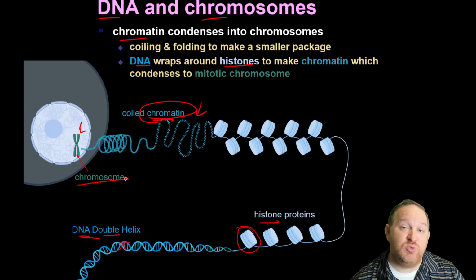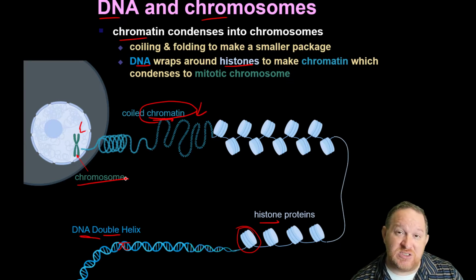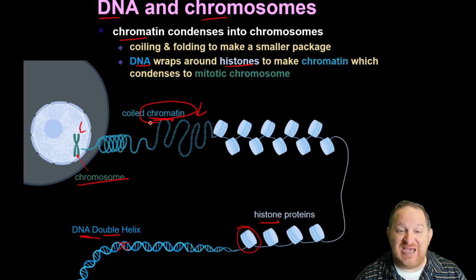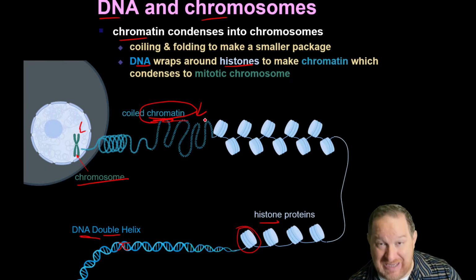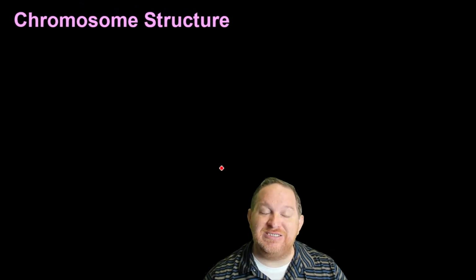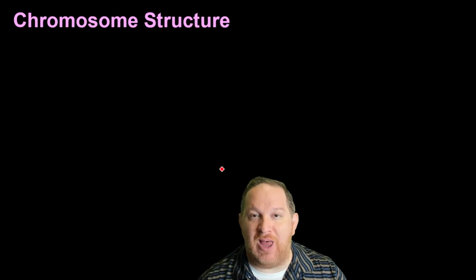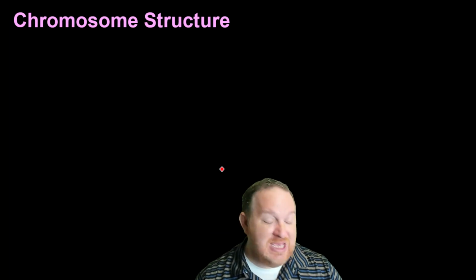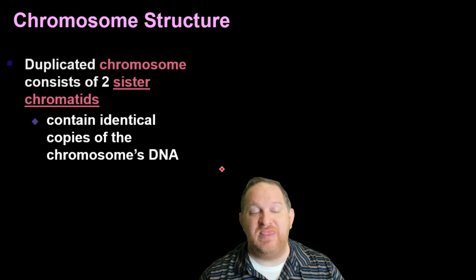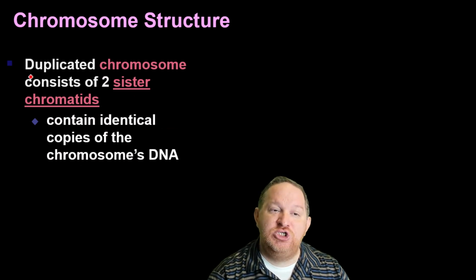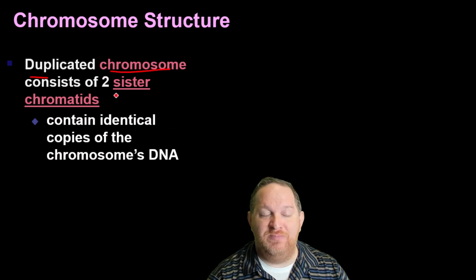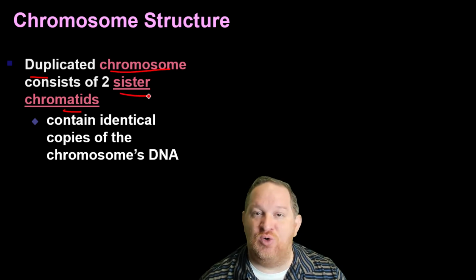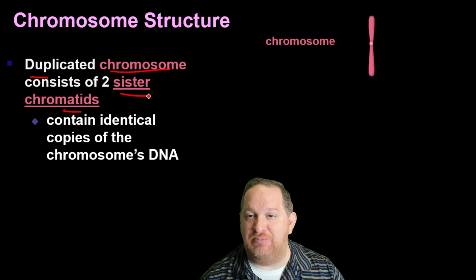Now, chromosomes we typically only see in our cells when mitosis is happening. Other times, the DNA is just hanging out as chromatin. All right, so what's the chromosome look like? So let's say that the chromatin has now condensed into chromosomes. So a duplicated chromosome is actually two chromatids. Oh, this is so many words. All right, let me give you an example.